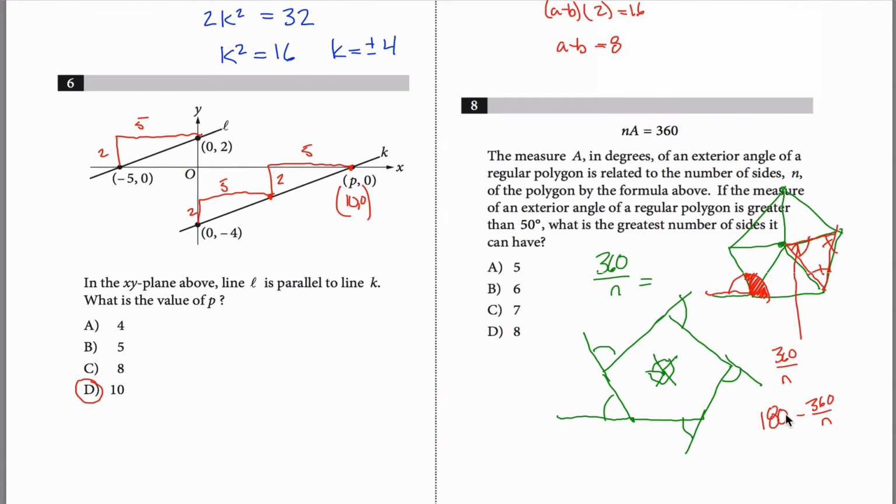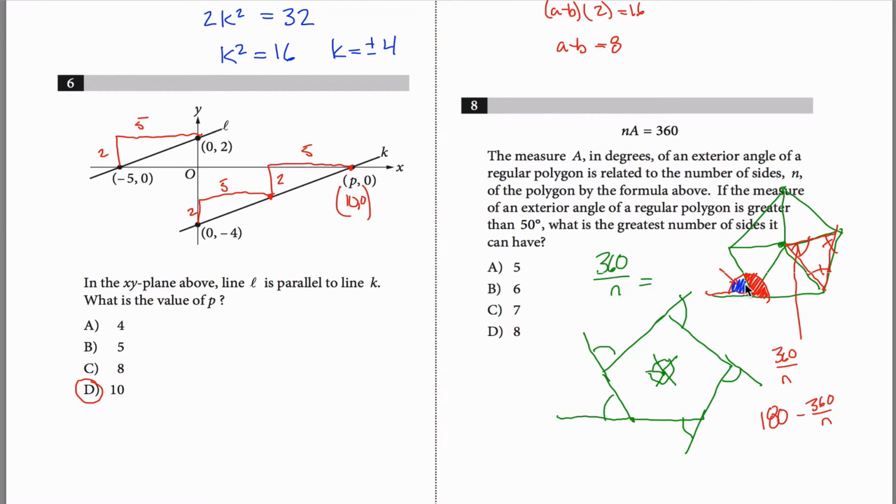But I'm not going to, because 180 minus 360 over n is the sum of these 2 angles, which is this shaded region right here. But I don't want the shaded region, I want this outside part. And hey, I got a straight line right here, so this and this must add to 180. This must be the supplement of this guy. So if I want to figure out this angle here, maybe I need yet another color.